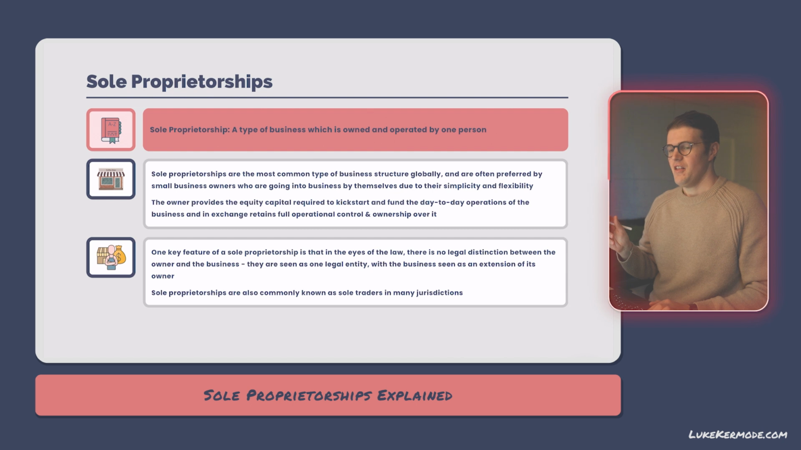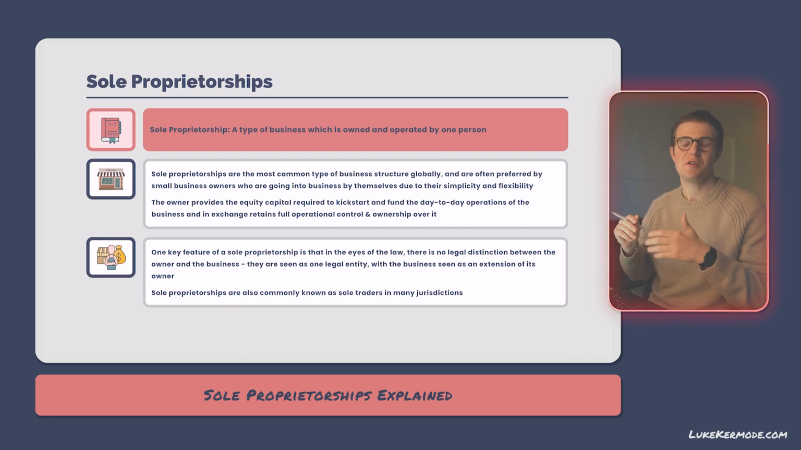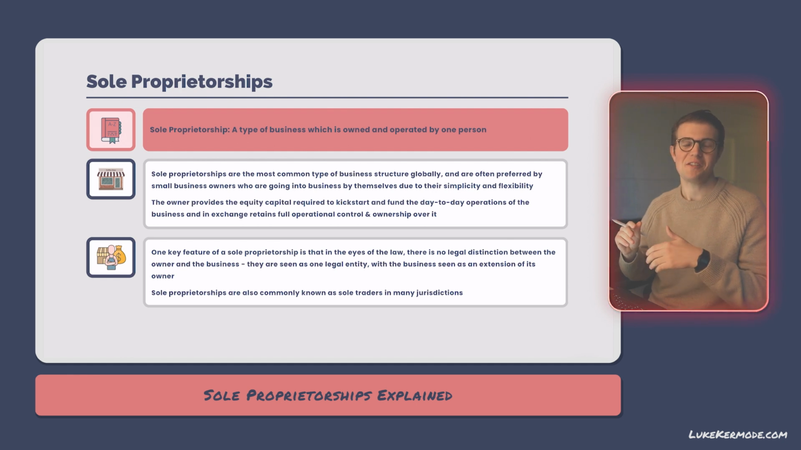Sole proprietorships are the most common type of business structure globally. They're preferred by small business owners because they're incredibly flexible, they're easy to get started, and they're very simple. All you really need to do is start developing a product or a service, and then start selling it and generating revenue, and then you've got yourself a sole proprietorship. There's not a whole lot of paperwork or red tape stopping anyone starting a sole proprietorship.